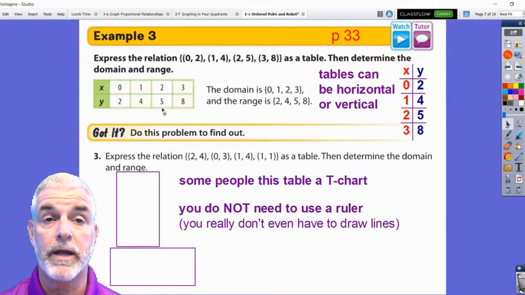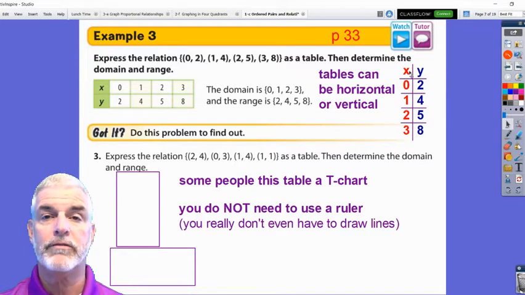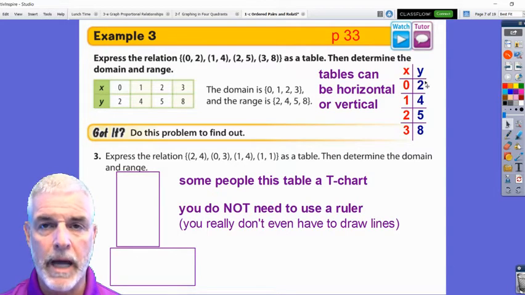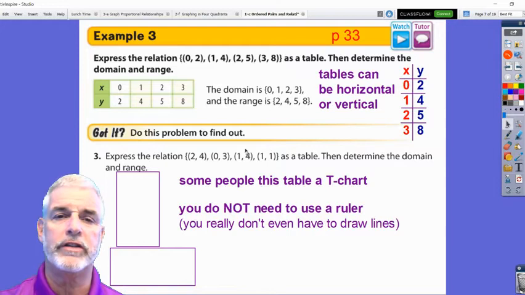Some people like them horizontally. Let me also point out you do not need to use a ruler. You don't have to even write a table with any lines. You can just list these out in an organized way without any lines in between them. That's making a table of values. Perfectly fine. Sometimes this is called a T-chart.